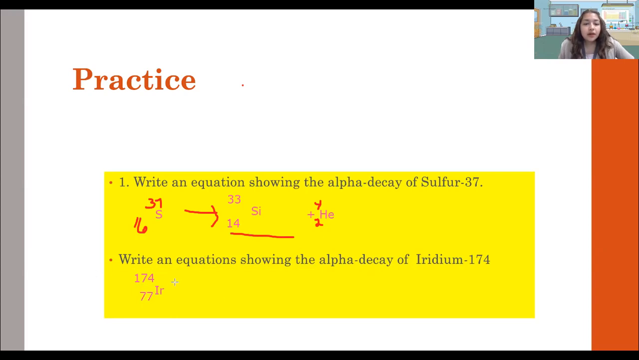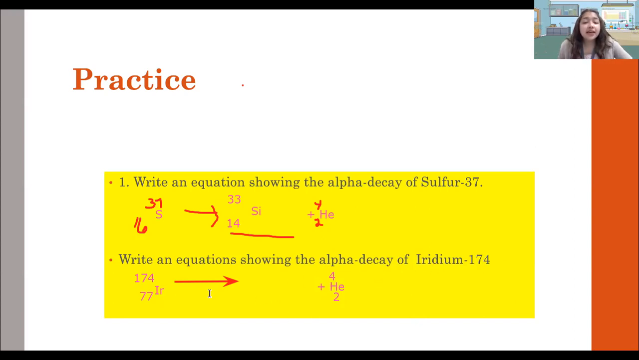So iridium undergoes alpha decay. That means that it emits an alpha particle. So I'm going to fill in that portion of my equation. We have He with a mass of 4, and then an atomic number of 2, of course. Ooh, that does not look good. I can't move it. Oh well.